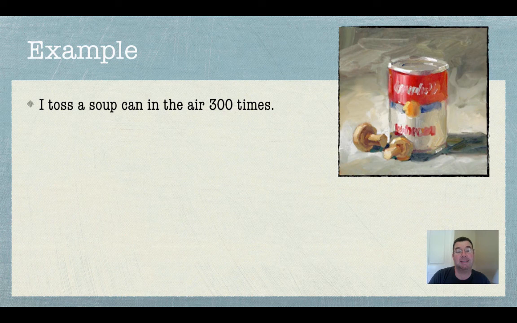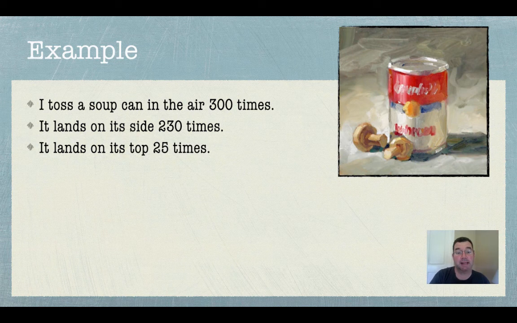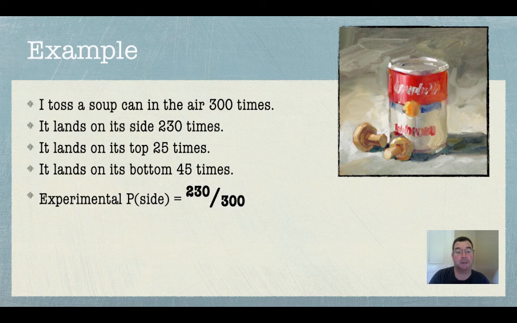Let's look at an example. Let's say I toss a soup can up in the air 300 times. It lands on its side 230 of those times. It lands on the top 25 times. And it lands on the bottom 45 times. So all of that should add up to 300.